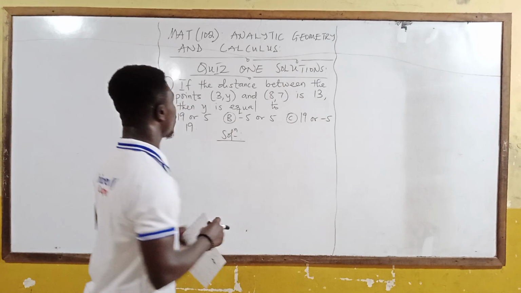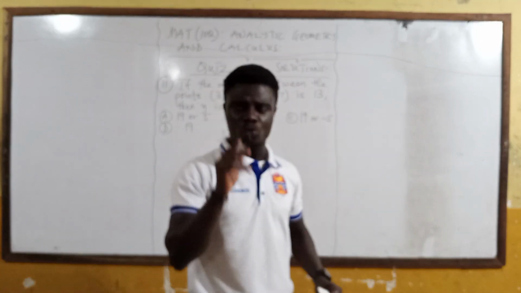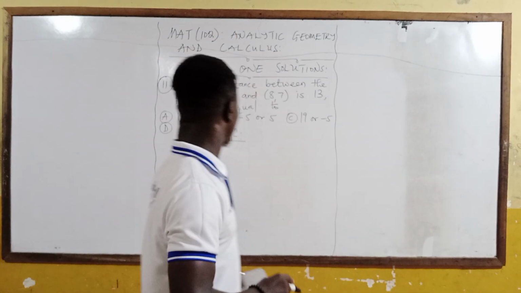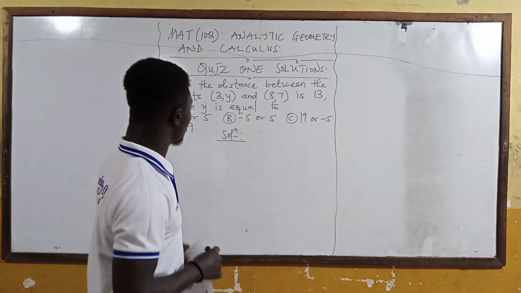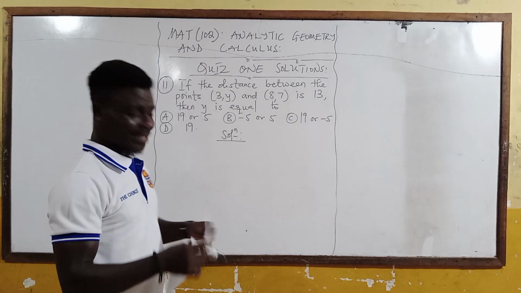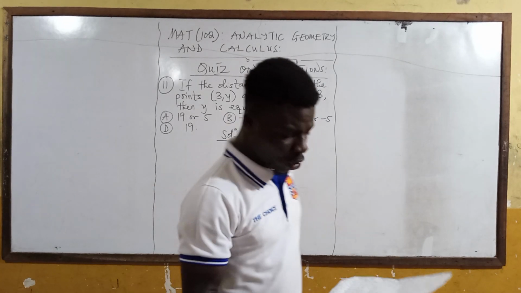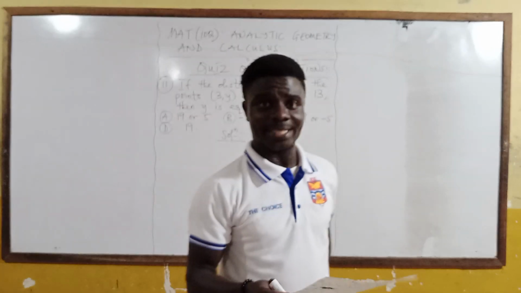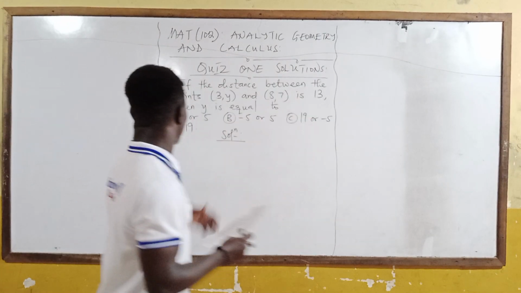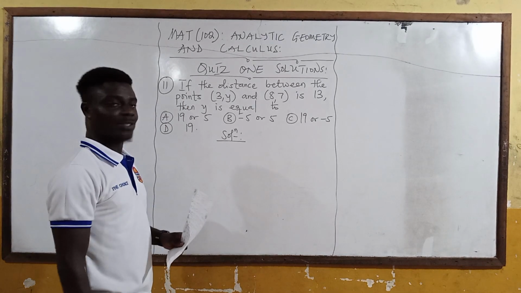Alright, so we are still on MTH 102, Analytic Geometry and Calculus. Now we are doing the quiz 1 solutions. We are on question 11. On your question paper, that's question 13, but here we are treating it as question 11.